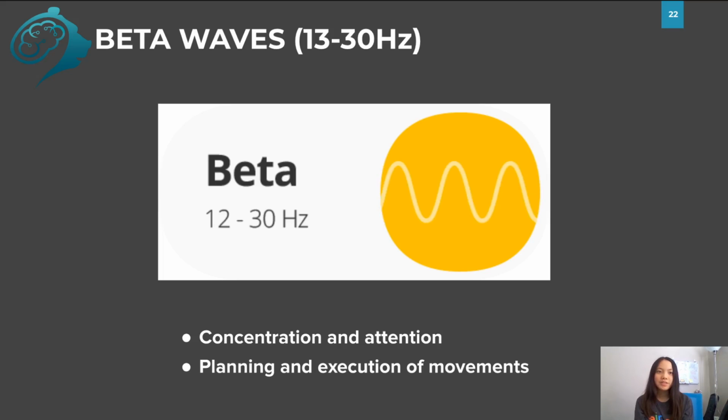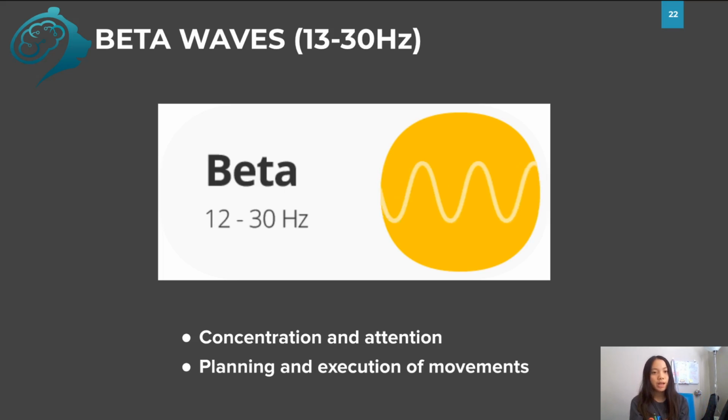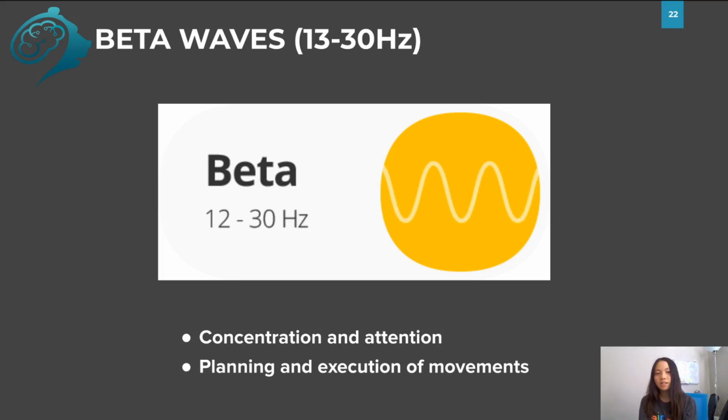And beta waves are between 13 and 30 hertz, and these waves are commonly associated with concentration or attention. Beta waves are present when we plan or execute movements using any of our body parts. They are also known to increase as we observe the physical actions and motions of other people.